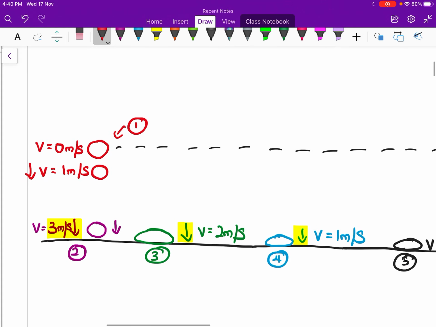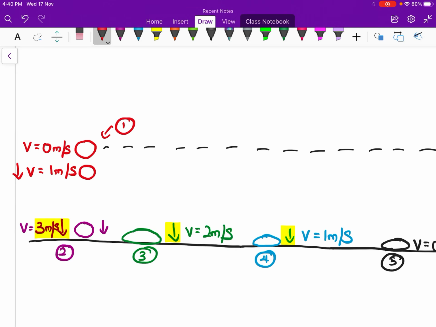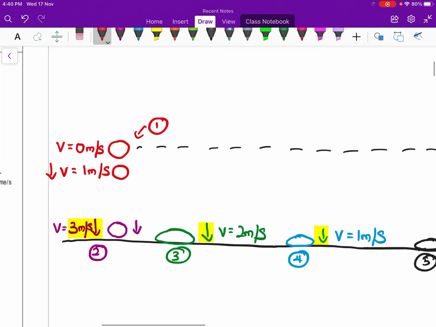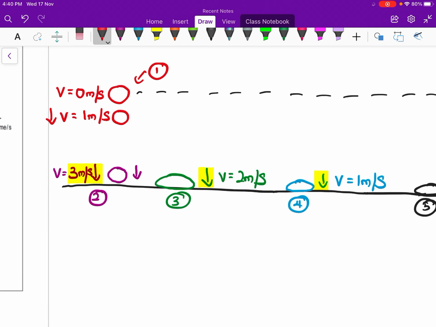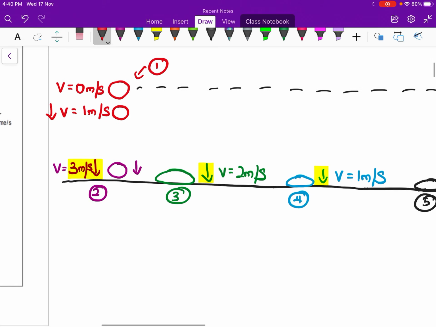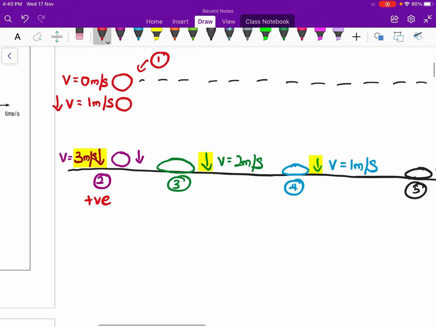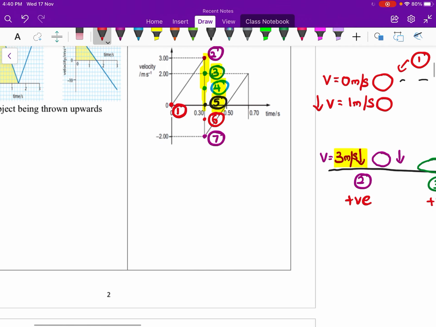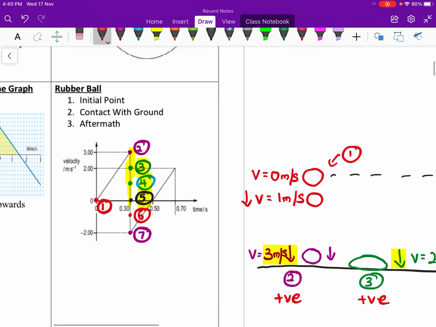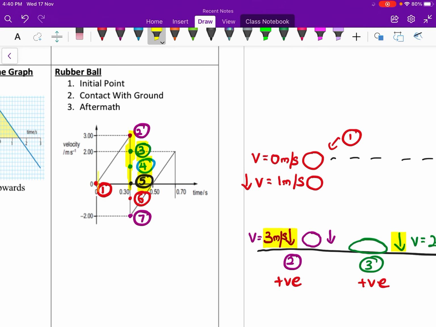Take note that when I'm moving downward, my velocity is positive. It's defined as positive in this case. So for point number 2, my velocity is positive. For point number 3, my velocity is also positive. And for point number 4, my velocity is positive. That's why if you look at the velocity time graph for this rubber ball, this portion is all in the positive region of the graph, until point number 5.